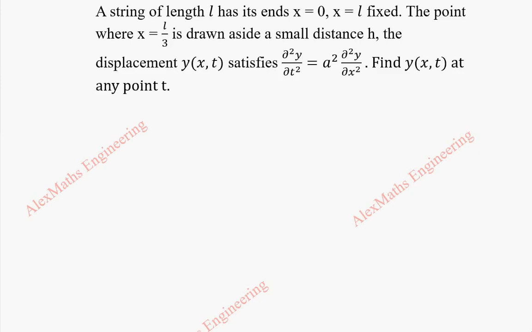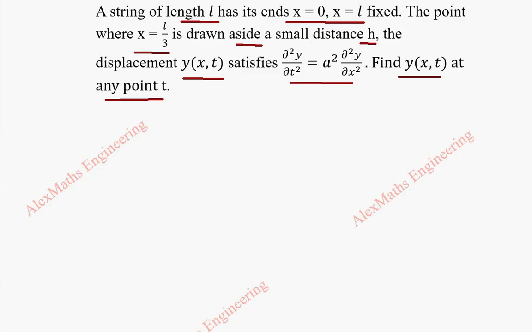In this problem, they have given a string of length L that has its ends at x equal to 0 and x equal to L, which is fixed. And the point x equal to L by 3 is drawn aside a small distance h. The displacement y of x comma t satisfies the wave equation, and we have to find y of x comma t at any time t.